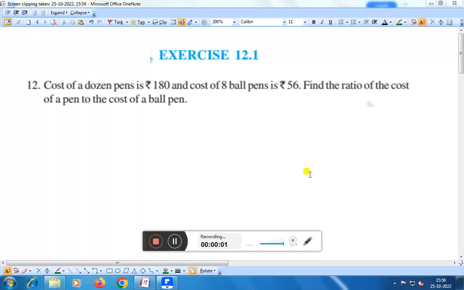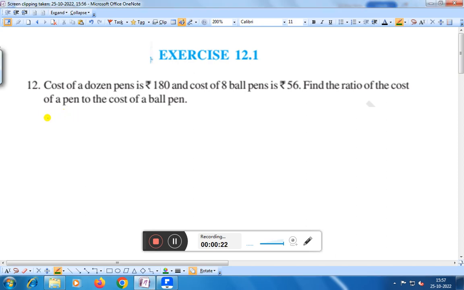Hello everyone. Today we shall discuss exercise 12.1 question number 12. The cost of a dozen pens is rupees 180 and the cost of 8 ball pens is rupees 56. Find the ratio of the cost of a pen to the cost of a ball pen. Right? We will solve it in this way.